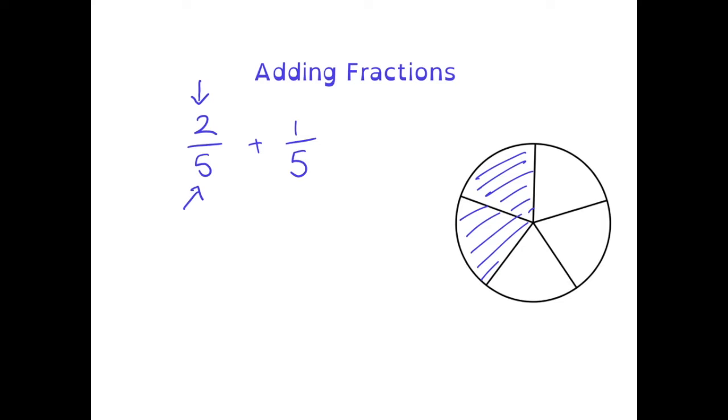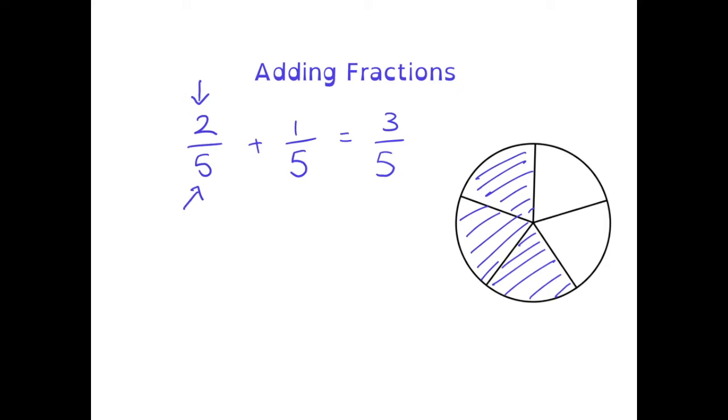So back to our example. I've got 2/5 and I'm going to add on or shade in another 1/5. It's easy to see from the diagram that I've now got 3/5, so that's our answer. Notice that all I really had to do here was add together the numerators. 2/5 add 1/5 equals 3/5.